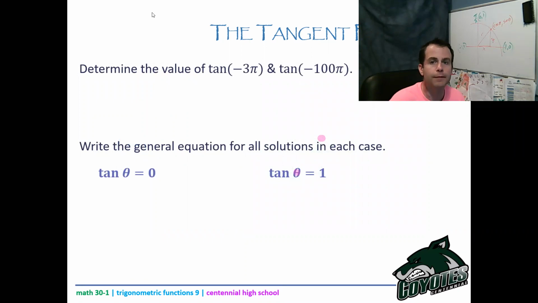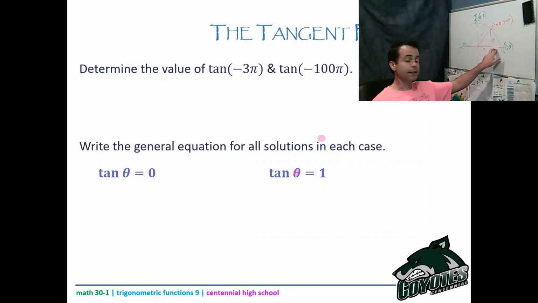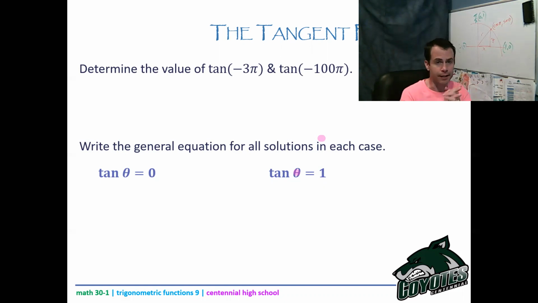Okay, determine the value of tan of negative 3 pi, and tan of negative 100 pi. Well, don't get stressed out about the negative 100 pi. What I want you to notice is this. At 0, the tan of 0 was 0. At pi, the tan of pi is 0. 2 pi, the tan of 2 pi is 0. 3 pi puts you back here. Tan of 3 pi is 0. 4 pi, 5 pi, 6 pi, 7 pi, 8 pi, 9 pi. Okay, so the tan of 100 pi, or negative 100 pi in this case, is going to be 0.